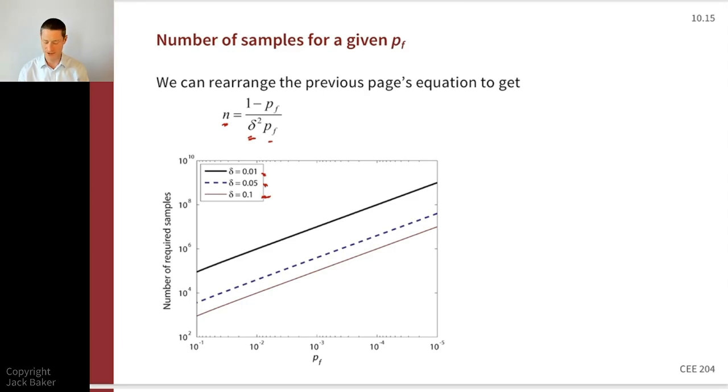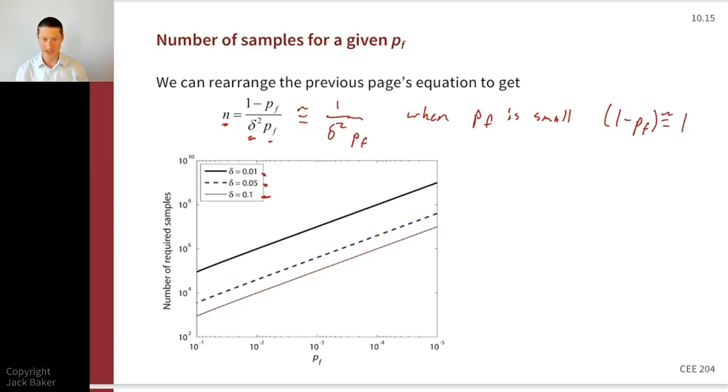We've talked about 10 to the minus 1 to 10 to the minus 5 as the probabilities of failure we're often interested in. As we get to small probabilities of failure, notice that the numerator is 1 minus a very small number, and the denominators will vary in ways we see. But it turns out if the probability of failure is small, this is pretty close to 1 over delta squared PF, because then 1 minus PF is approximately equal to 1. So we can get rid of that numerator. And that's why these lines look straight in the bottom figure.